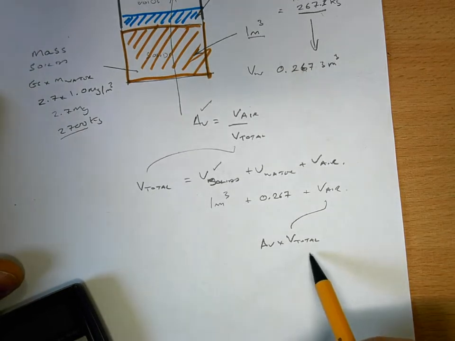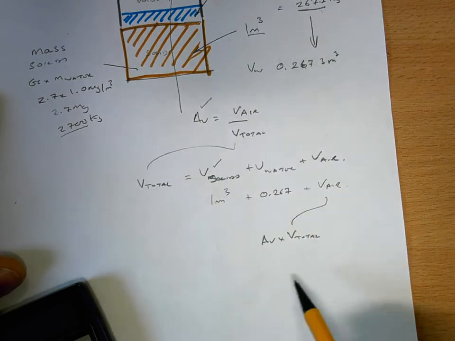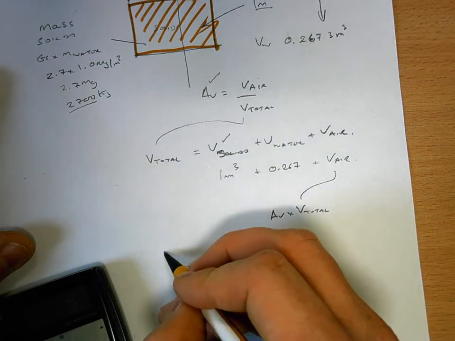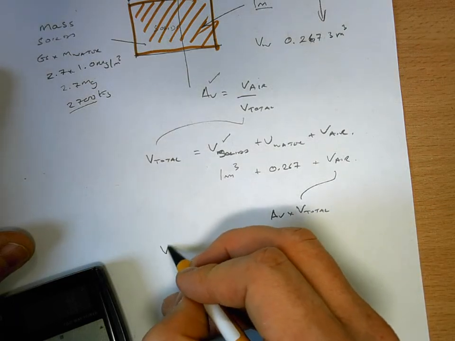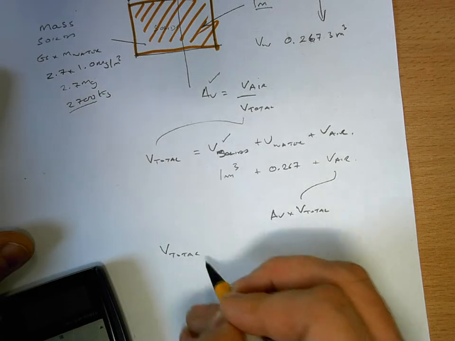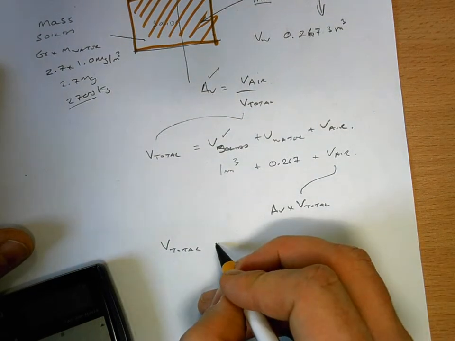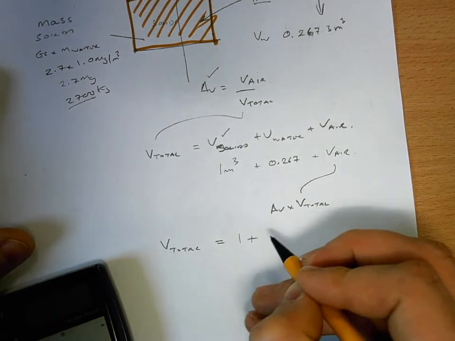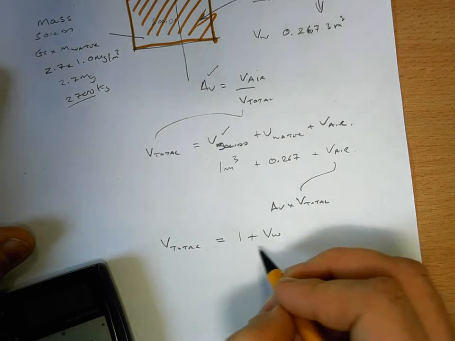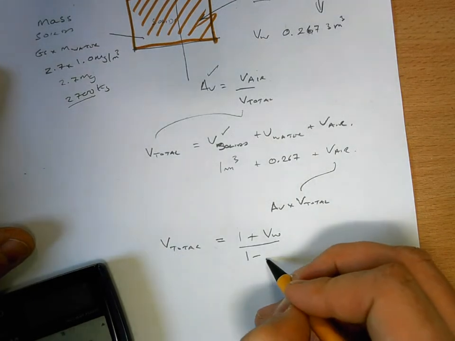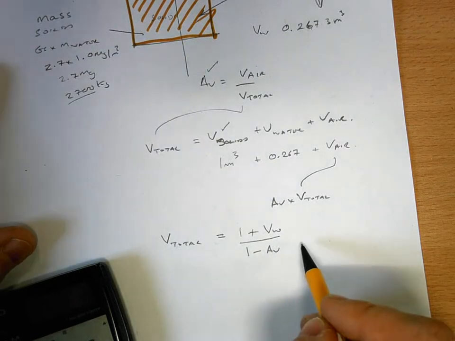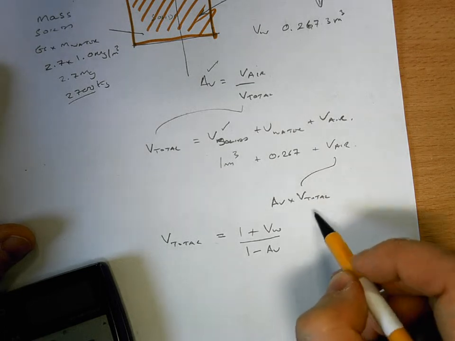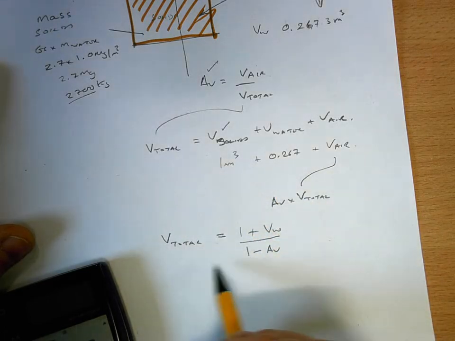So we've got an equation where we've got total volume on both sides, so we just have to rearrange that equation to work out what your total volume is. There's a bit of maths involved with rearranging that equation. So our total volume is equal to 1 plus the volume of water divided by 1 minus the air voids ratio. So I've jumped a step there, which you might not like, but if you do the maths of rearranging this equation, you end up with the total volume.